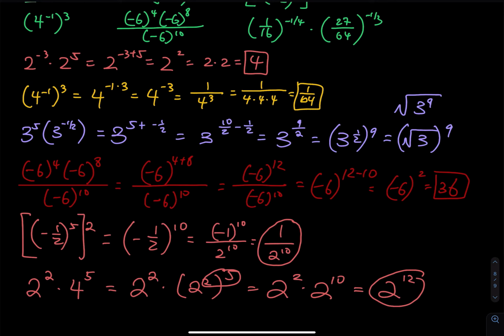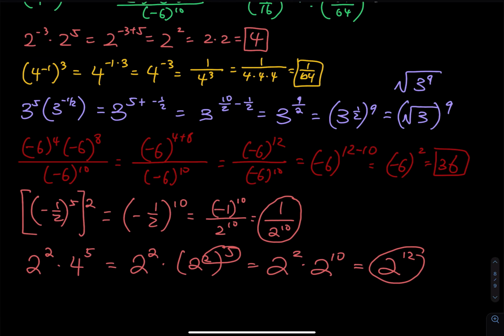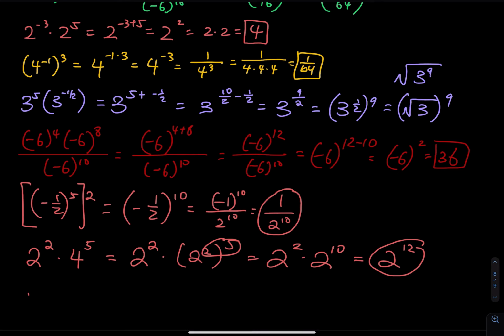What if you change the 4 to something that you cannot write with a base 2? Then in that case, there is nothing that can be done. So if you have 2 squared and then times 3 to the 5th, since there is no way to rewrite them with the same base, then for this one there is nothing you can do. All right, so let's do the last one.